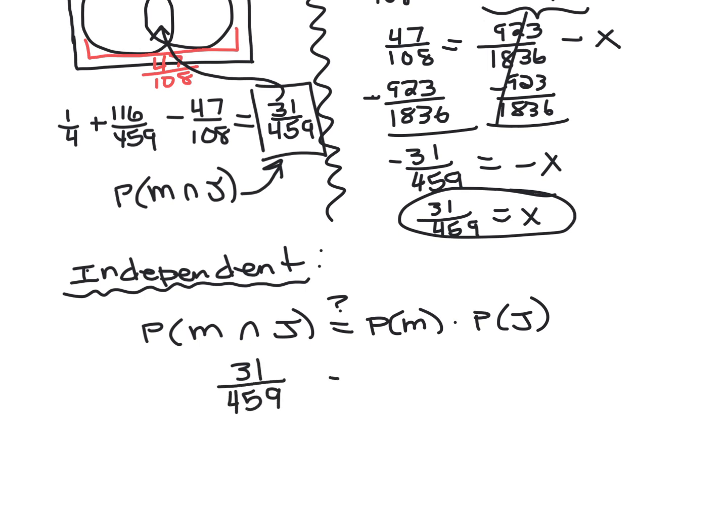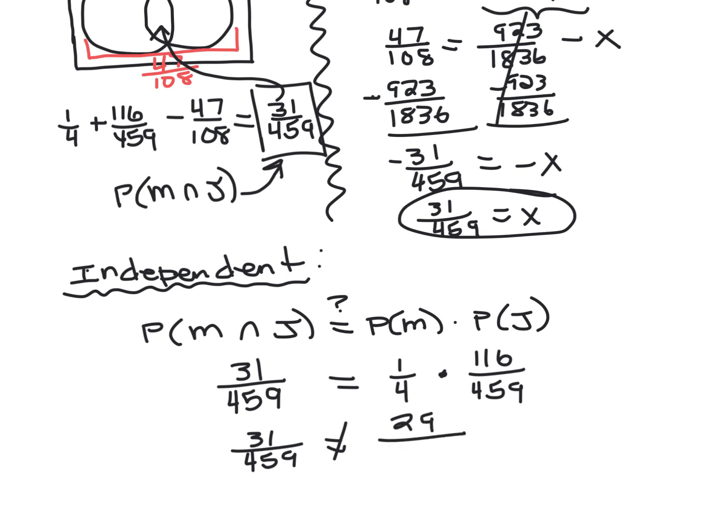Now we want to know, is that equal to the right side? Well, we know the probability of math is 1/4, and they gave us the probability of junior is 116 over 459. So let me bring down the left-hand side of the equation. On the right-hand side, you have to multiply those together, and when you do, we do not get 31 over 459. It's very close, but it has to be exact. We get 29 over 459.